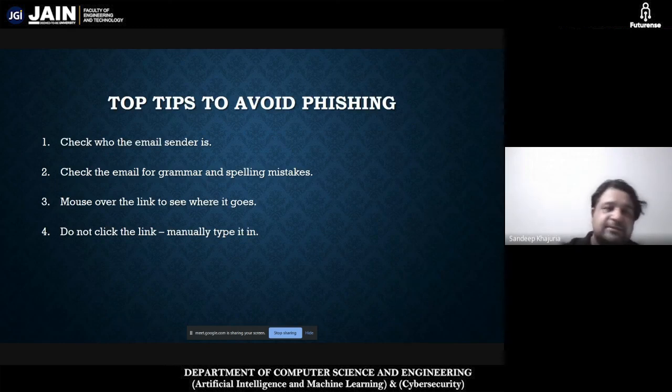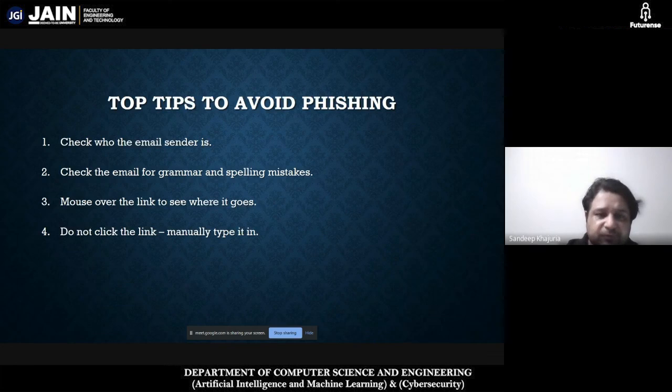So the first point here is check who the email sender is. Always make sure that it is a well-known source. Then check the email for grammar and spelling mistakes, like the one we saw in the image that was supposedly coming from PayPal. Then mouse over the link to see where it goes. Very good thing, because if PayPal wants you to log in, then the domain should always be paypal.com. So if you mouse over and you get the tooltip that it is trying to redirect you to some other website or address which is not known to you, that could be malicious. So you should always avoid clicking it.